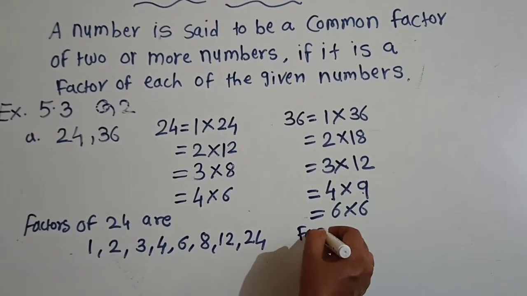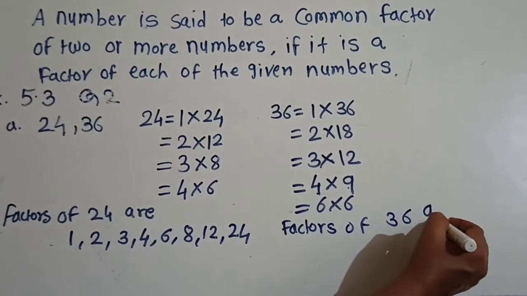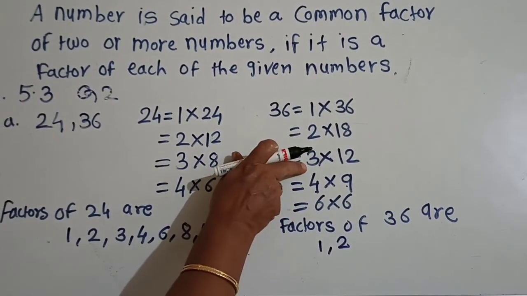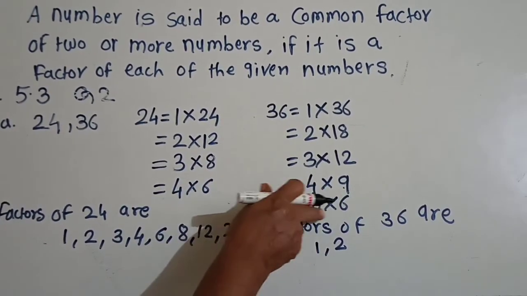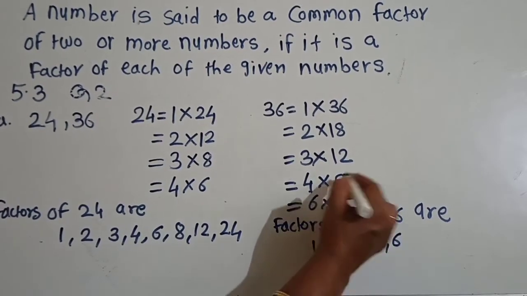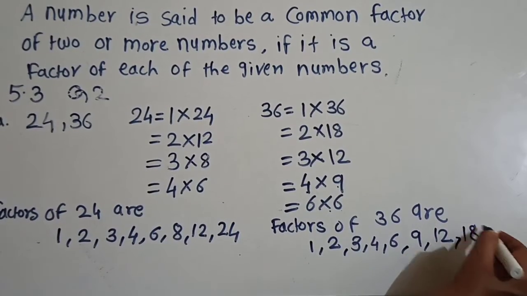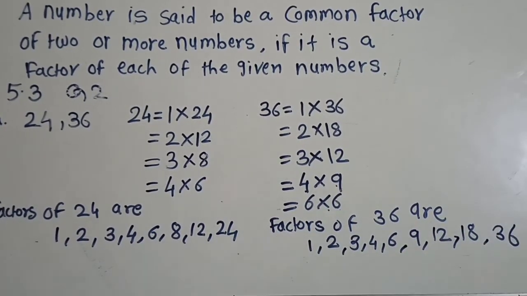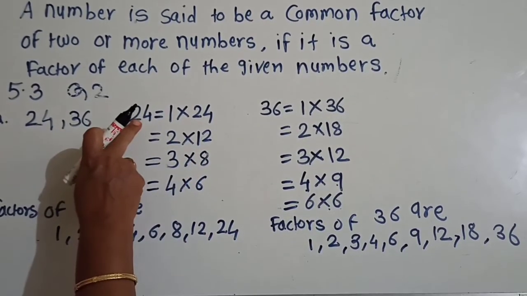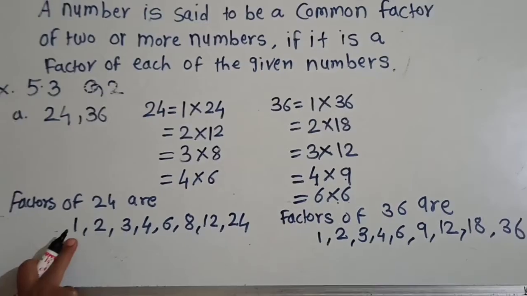So factors of 36 are, yes, from here 1, 2, 3, 4, 6, one time only, after 6 this 9, then 12, then 18 and 36. Okay children, now we have to find out the common factors that are in 24 and also in 36. Okay, let's start from here.